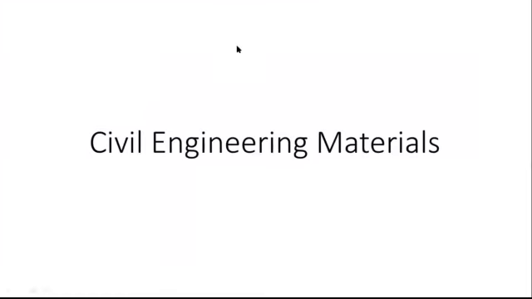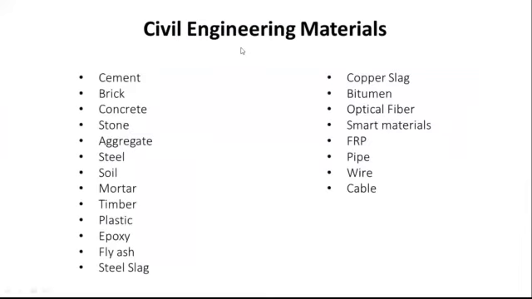Hello everyone. Today's topic is civil engineering material. In this slide, there are various types of material like cement, brick, concrete, stone, aggregate, steel, soil, mortar, timber, plastic, epoxy, fly ash, steel slag, copper slag, bitumen, optical fiber, smart material, FRP, pipe, wire, and cable.